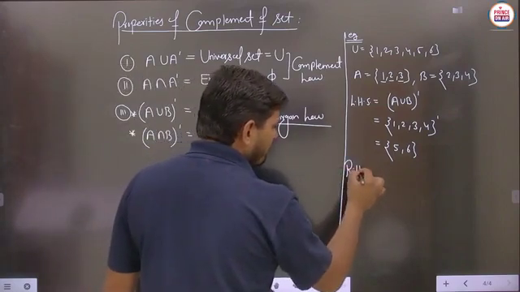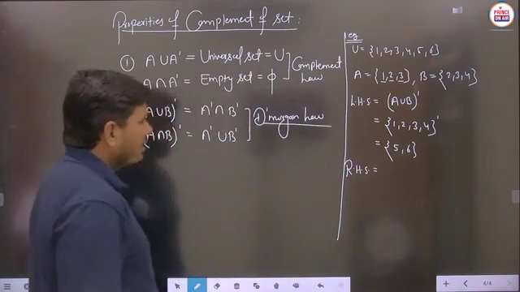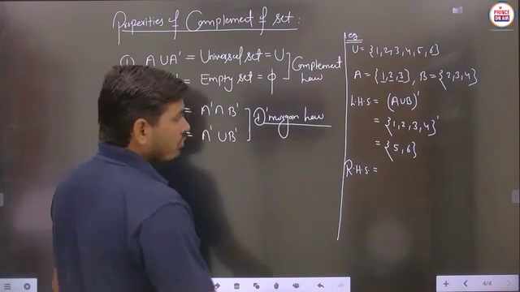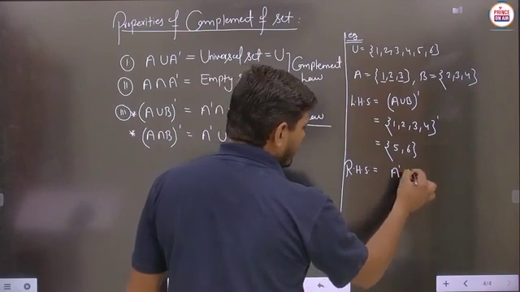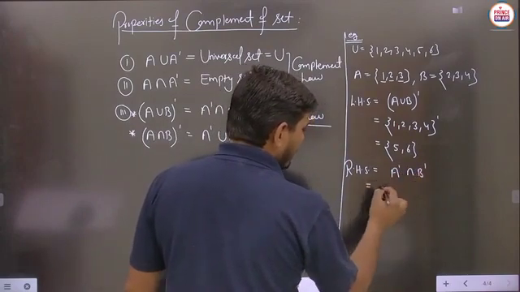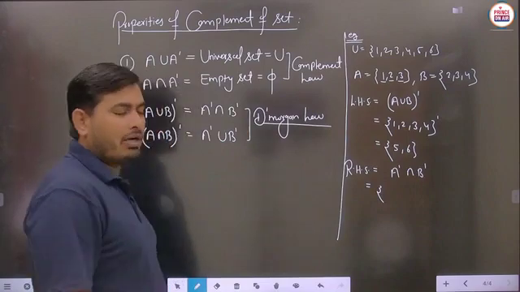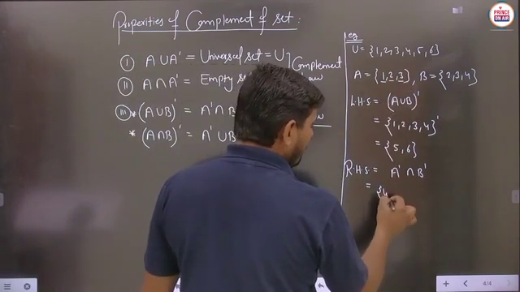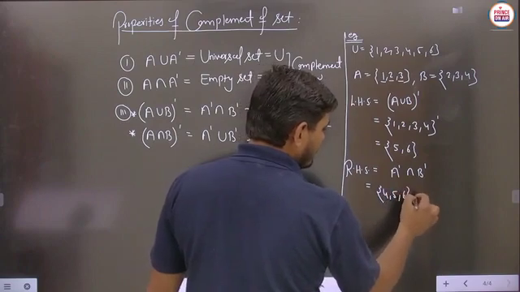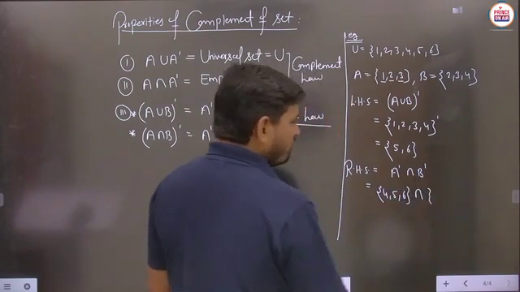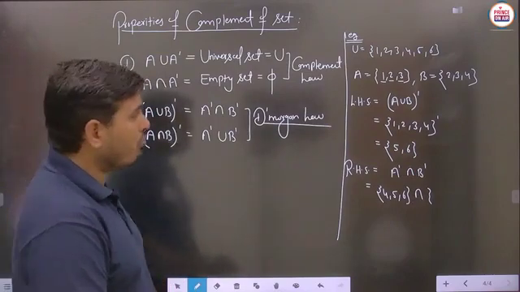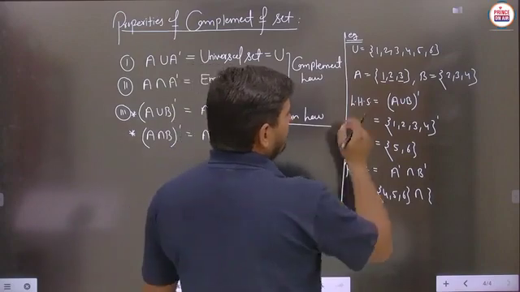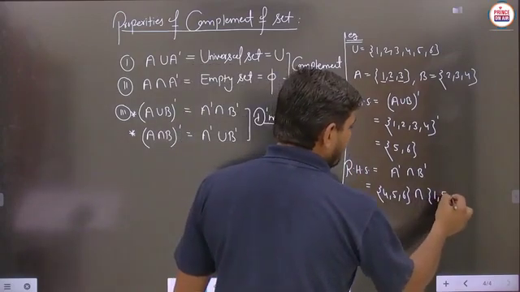Now students, we take the right hand side, which is A dash intersection B dash. Firstly, A dash is U minus A. Set A is 1, 2, 3, so these elements are not taken, and we write 4, 5, 6. Now again we calculate B dash, which is U minus B. The elements 2, 3, 4 are subtracted, so the answer is 1, 5, 6.